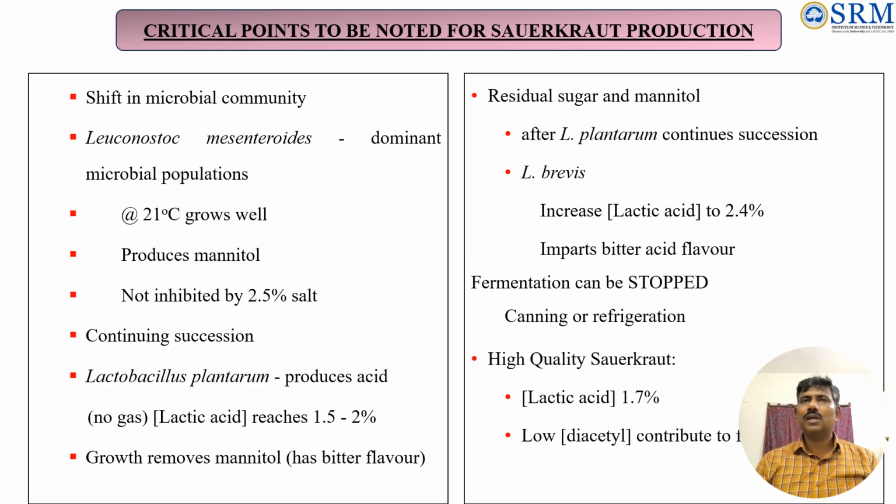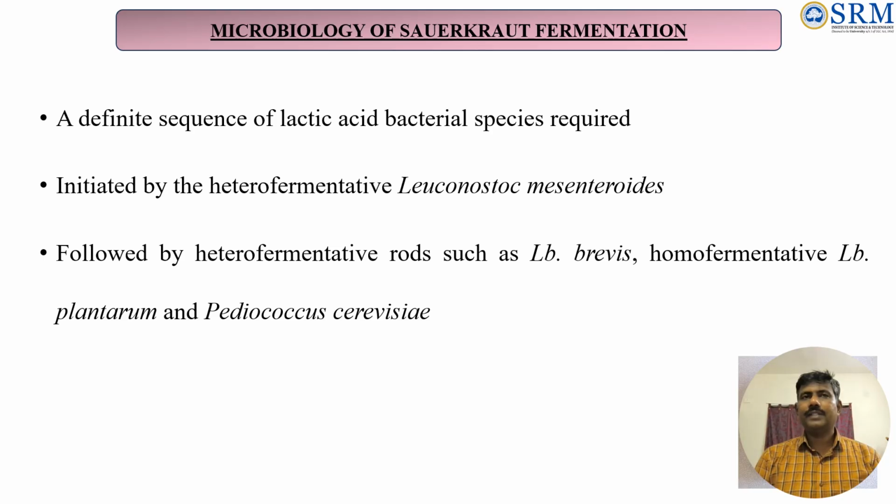The residual sugar and mannitol are fermented by Lactobacillus brevis, which increases the lactic acid concentration up to 2.4% and provides the acid flavor. Fermentation will be stopped, and canning and refrigeration will be continued after the fermentation. High quality sauerkraut contains a high amount of lactic acid, that is 1.7%, and a low level of flavoring component, that is diacetyl. As I mentioned in the previous slide, sauerkraut fermentation occurs through a mixed microbial population.